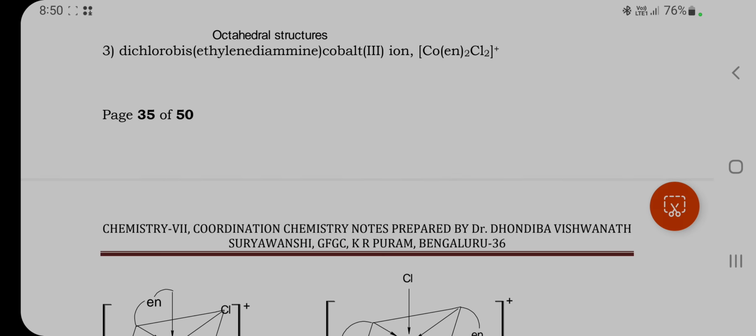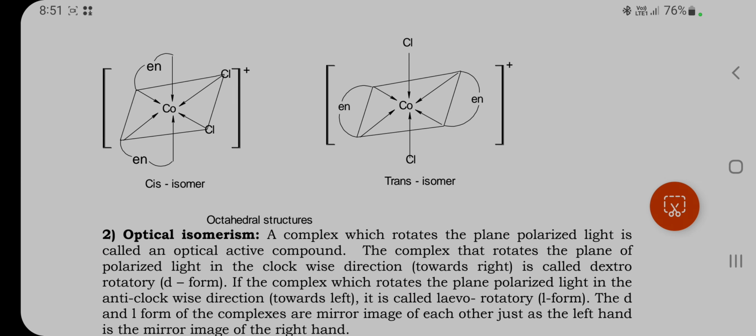In case of the dichlorobis(ethylenediamine)cobalt(III) ion, the first one is the cis isomer and the second one is the trans isomer. So these are the examples for octahedral complexes.